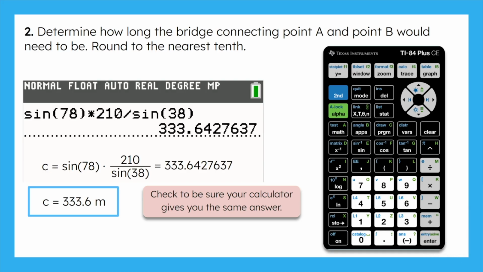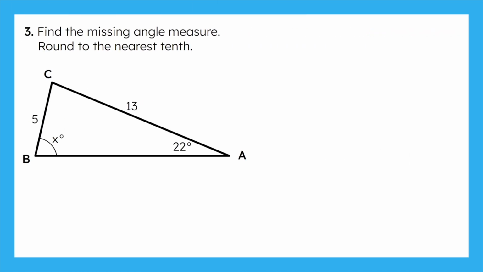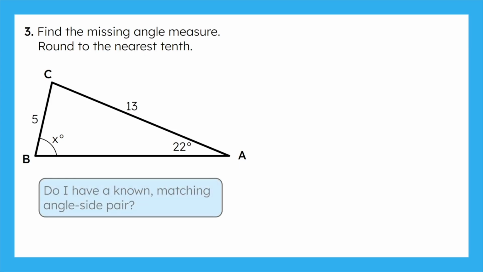All set? Great. Let's finish with one final example. For this one, I'll help you get started and then have you finish it on your own. Here we need to find the missing angle measure at vertex B. When working with oblique triangles, the first question to ask yourself is always, do I have a known matching pair? One angle and its opposite side. Yes, we do. We have a 22-degree angle and its opposite side is 5 units.